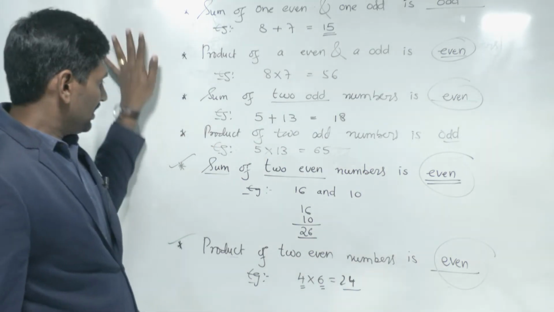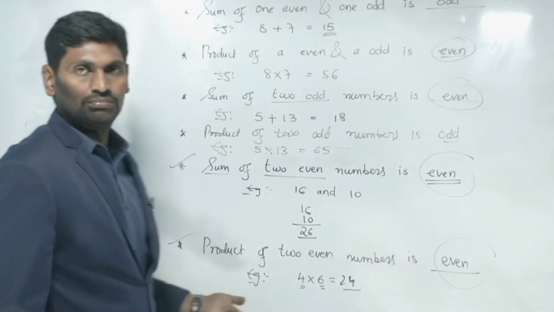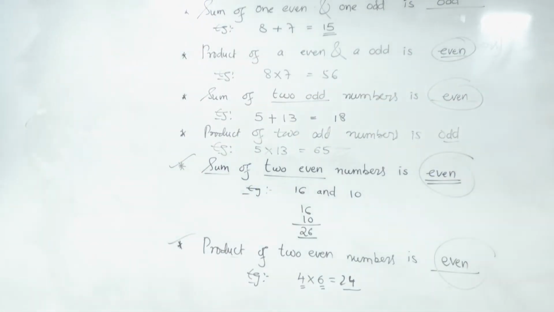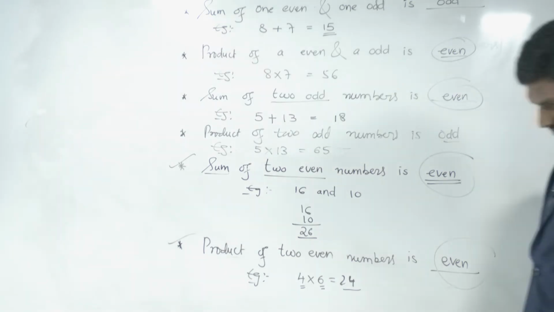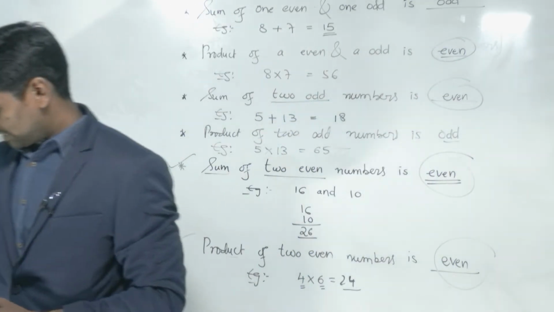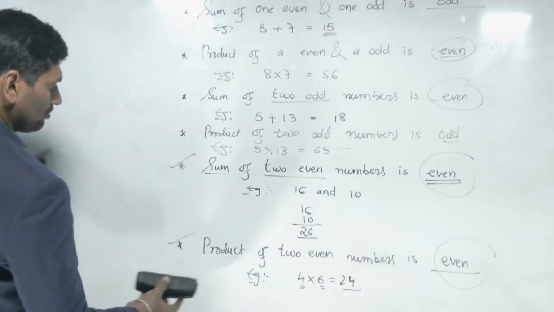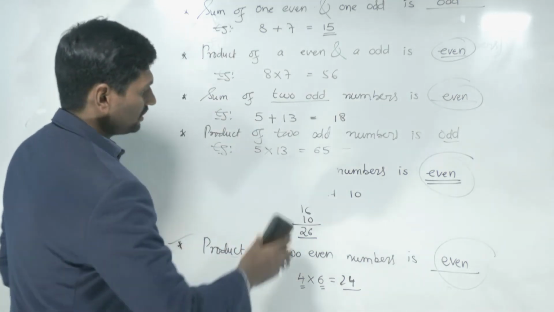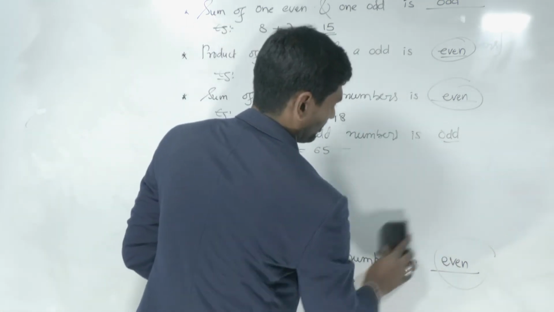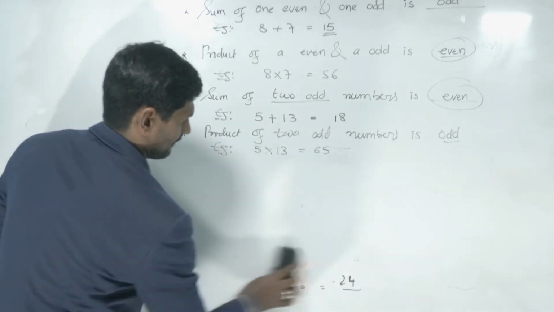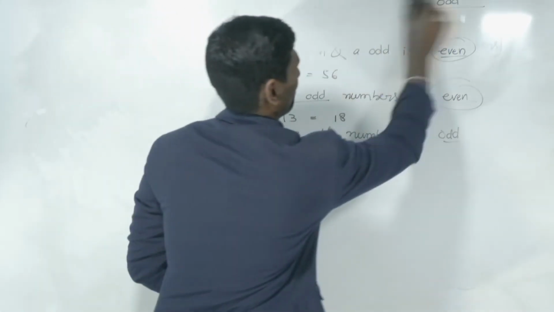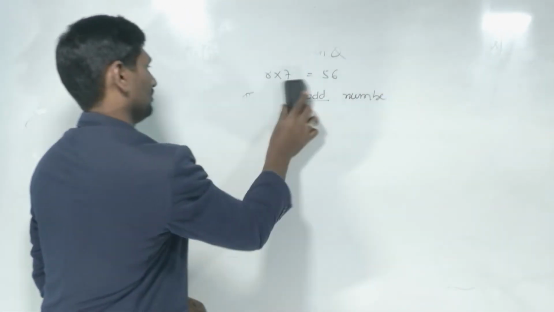Clear, children? Yeah, please write it. Yeah, okay, children. Now, for using these conditions, let us check some problems. Okay, na? Right.